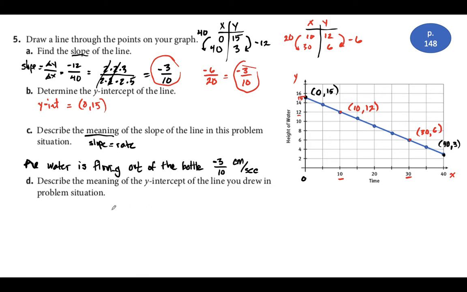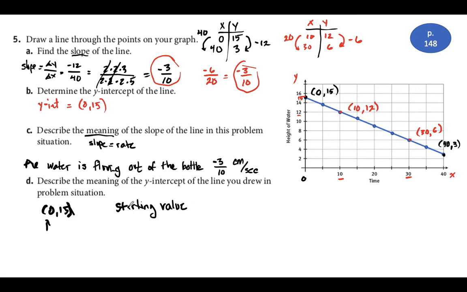Describe the meaning of the y-intercept of the line. Well, the y-intercept is 0, 15. So the y-intercept is the output, the y, the height of the water, when the input is 0. And the input was time. So it's what we started with. The y-intercept is the starting value.